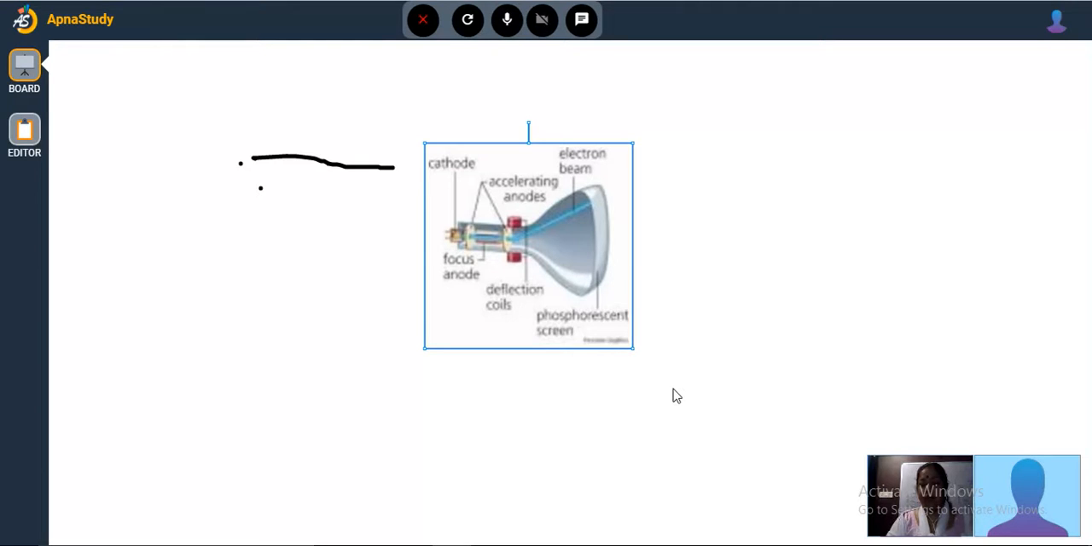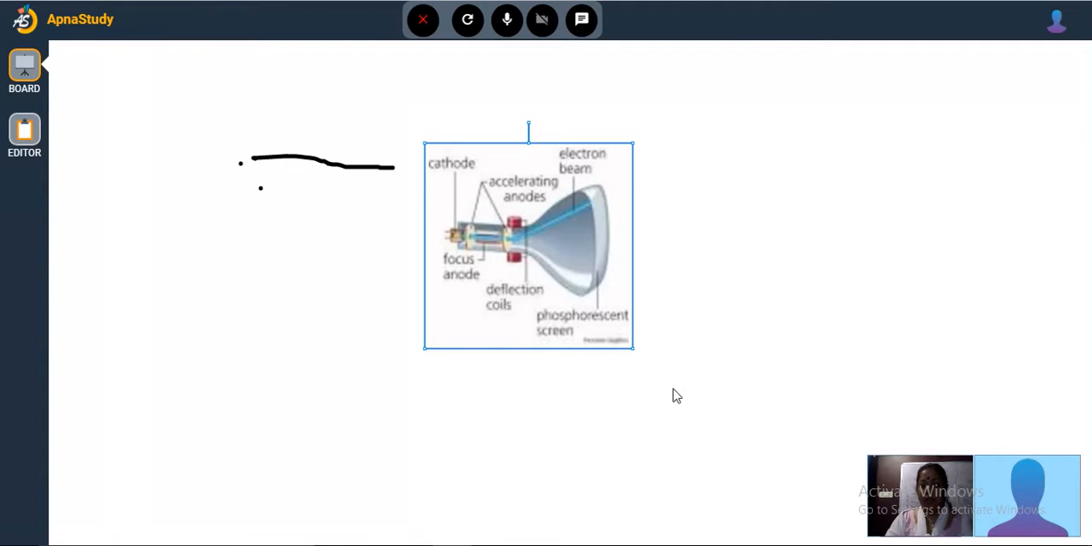Secondly, he increased the voltage and decreased the pressure. How did he decrease the pressure? He used a vacuum pump, which was attached to the Crookes tube. With the vacuum pump, he decreased the pressure to 10 raised to power minus 2 atmosphere. When the pressure was reduced, there was a green glow in the tube.